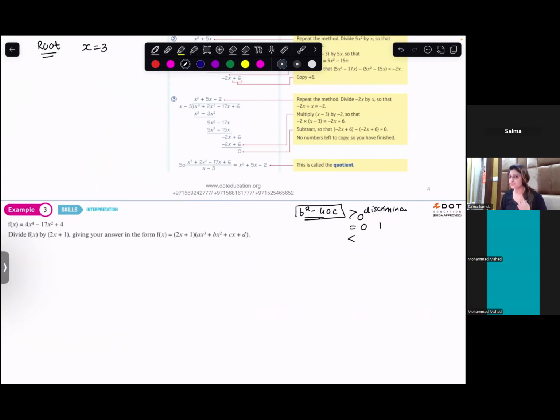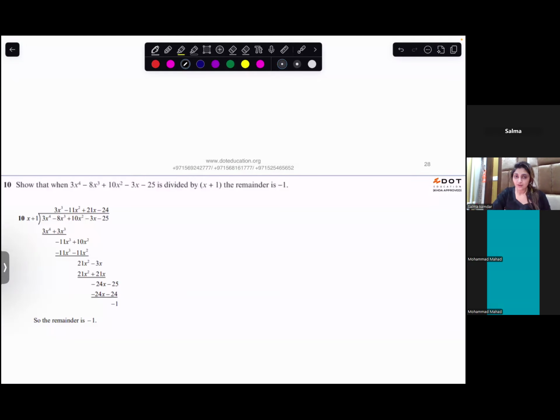So if it has two roots, what does it mean? b square minus 4ac is greater than 0. Okay, that means the roots will touch the circle in 2 points.